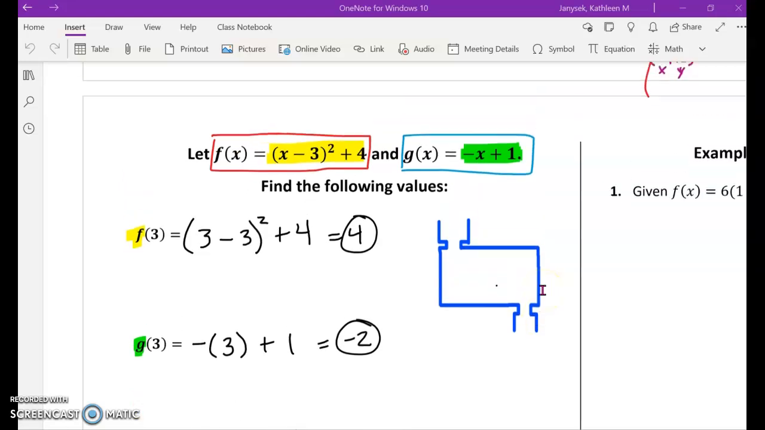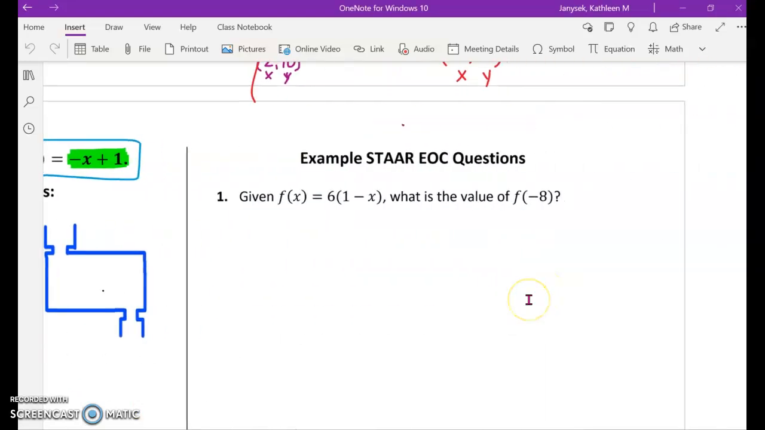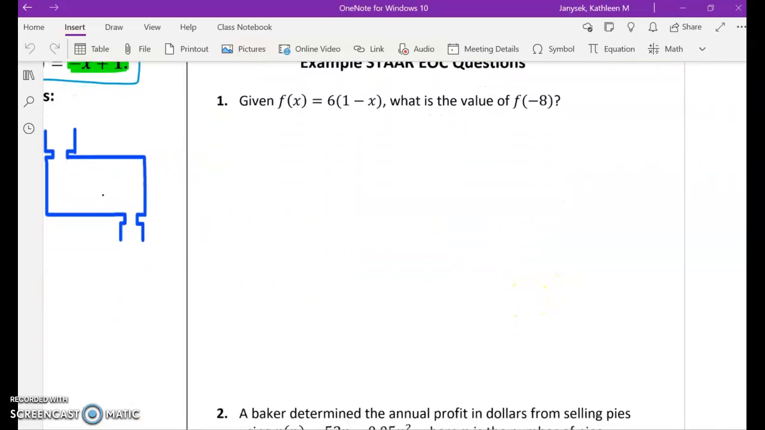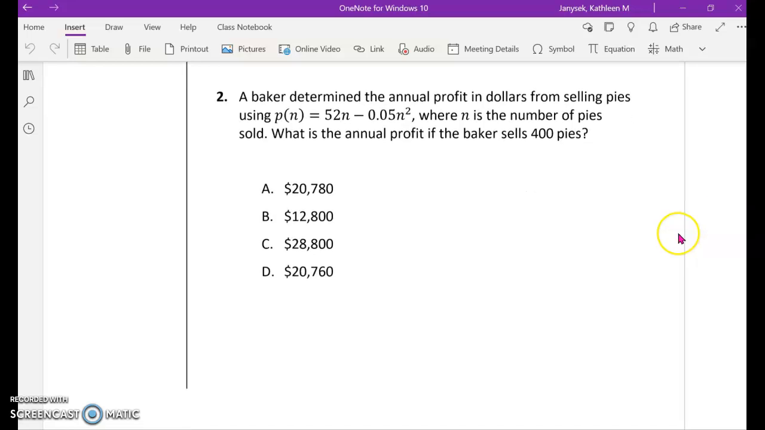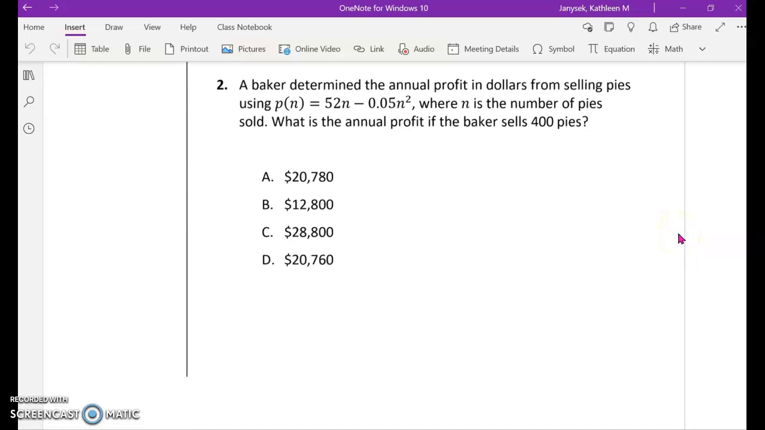Now let's see what that looks like in a real world context. Well, this is one you might see on the STAR test. Okay, I'll let you give that one a try in a second. But looking at this one, a real world context, number 2. We have the function given to us right here, p of n.